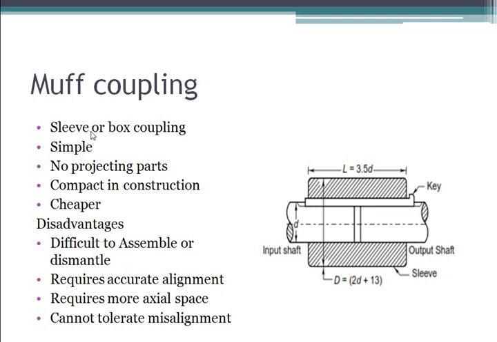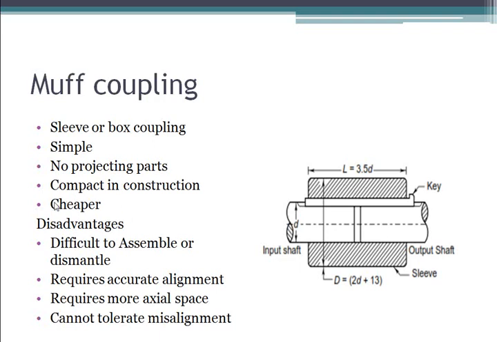Next, the main topic for this lecture was the muff coupling. This is a simple type of coupling and it is also known as sleeve or box coupling. This is a basic type of rigid coupling, and it does not have any projected parts, and it is compact in construction. The main parts will be input shaft and output shaft. These are connected with the help of a key and a sleeve. The sleeve will be like a hollow shaft, with a length 3.5D and diameter 2D plus 13.